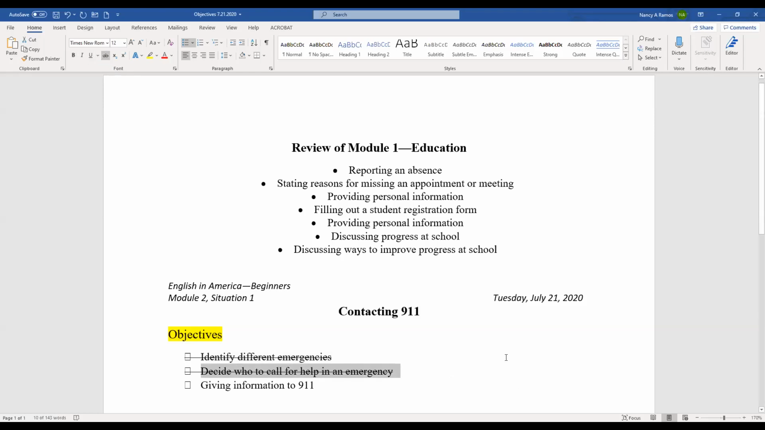Your last one was giving information to 911. That's pretty much talking about what kind of accident you are having. For example, you can give information such as there's a serious car accident in the mall, or there's a shooting at the mall. That is called giving information to 911. So we met all the objectives for today.